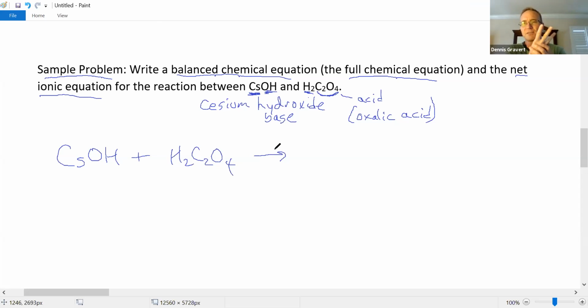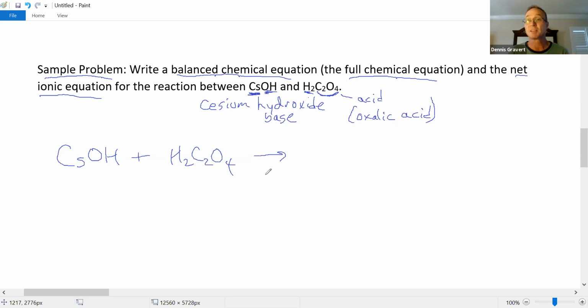How do we get the balanced equation? Well, there's 3 things we have to do. First, we got to find the products. Then we have to balance the equation. And then we have to put in the physical states. And I like to try and do it in that order and not try and do more than that at a time. I'll explain what I mean in a second.